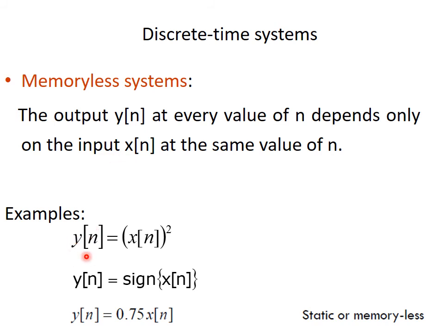For example, y of n equal to x of n square. This system is a memoryless system. It only depends upon the present value of x of n. Similarly, y of n equal to sine of x of n. This is also an example of a memoryless system, and similarly this one as well. So memoryless systems are also called static systems.